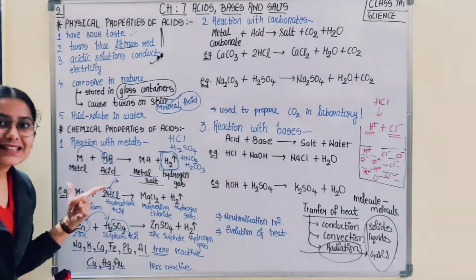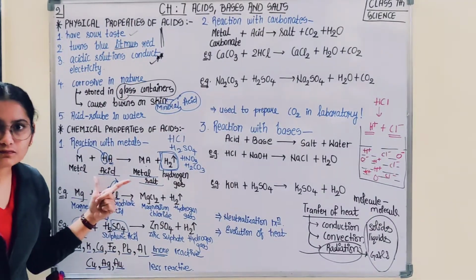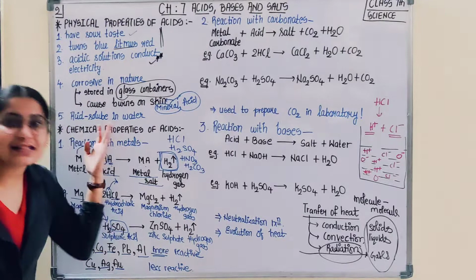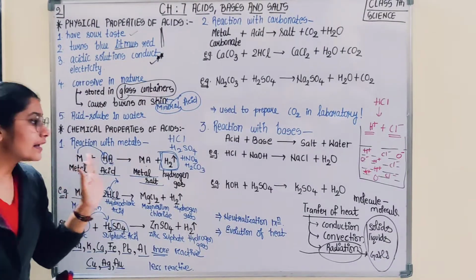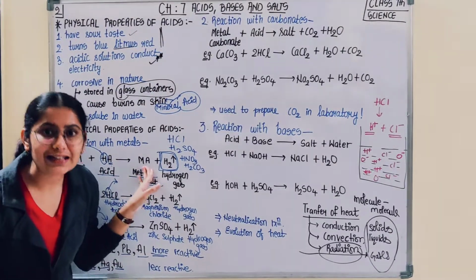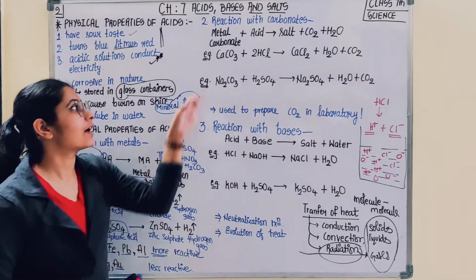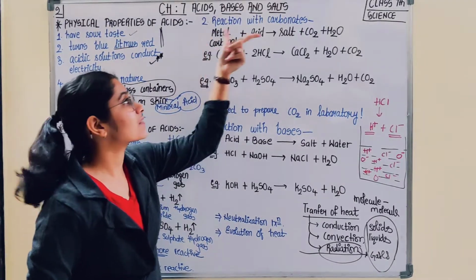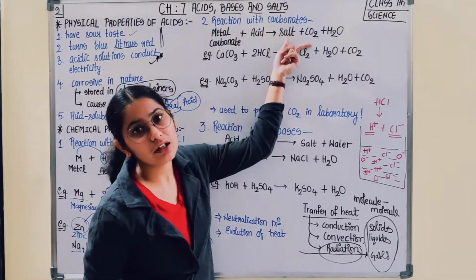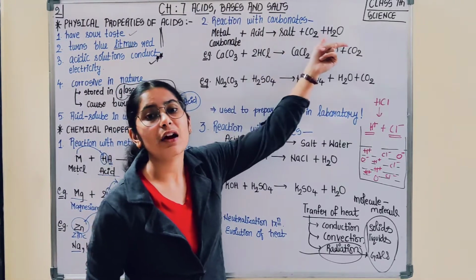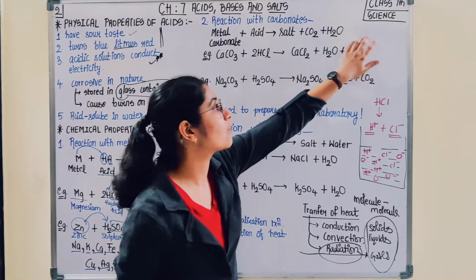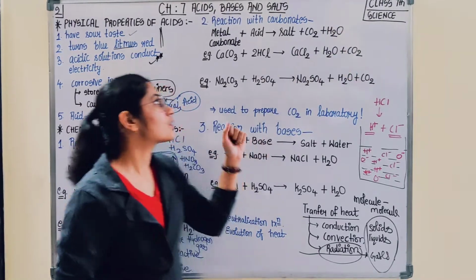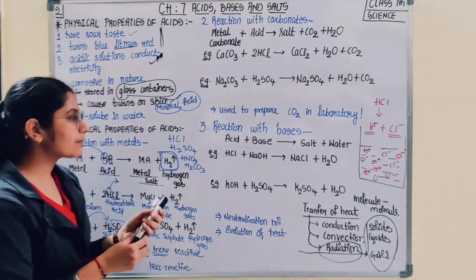Here, when acids react with metal, the metal replaces the hydrogen present in acid, resulting in the formation of salt and hydrogen gas. Here, when metal carbonate reacts with acid, they form salt, along with it carbon dioxide gas is released and water is formed. So an example is given: calcium carbonate.